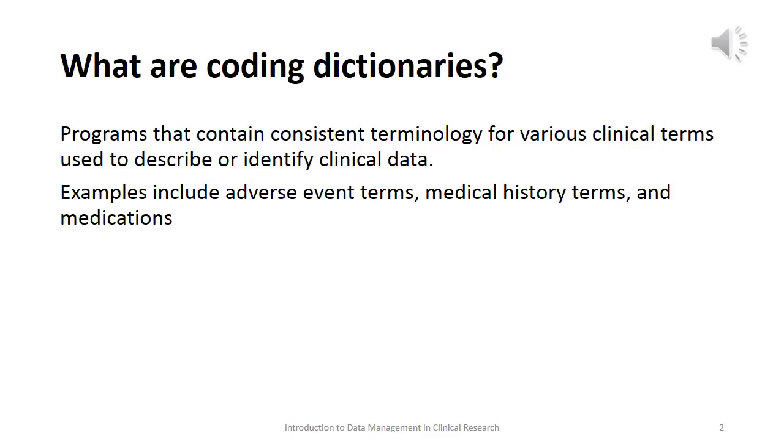So let's start by talking about what coding dictionaries are. Some of you may not be familiar with these, but you will be as we move throughout the lecture. They are programs that contain consistent terminology for various clinical terms used to describe or identify clinical data. Examples could be adverse event terms, medical history terms, or the names of medications or drugs that a patient is using during the trial.